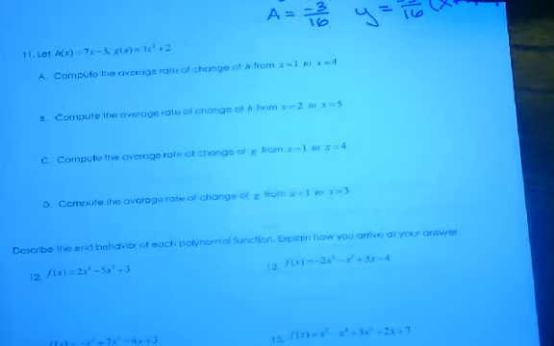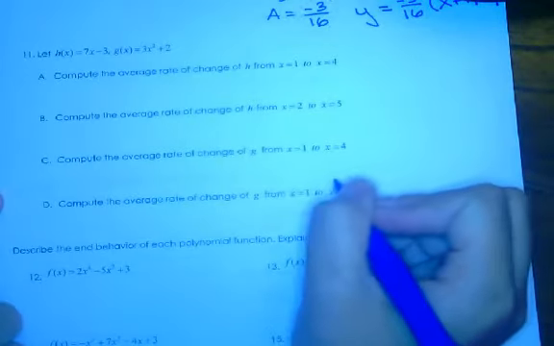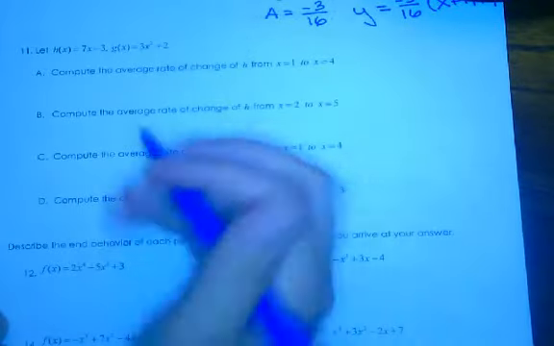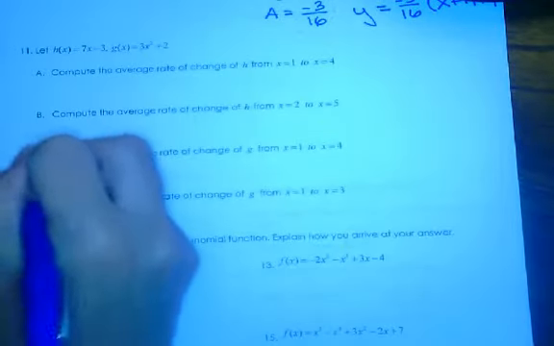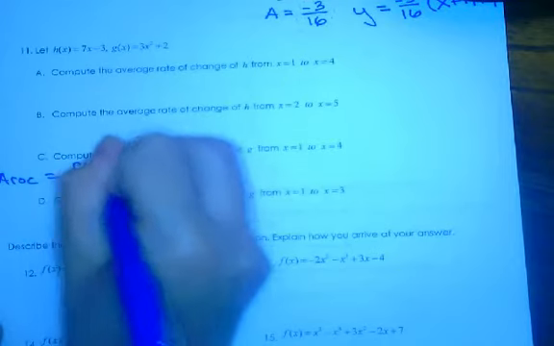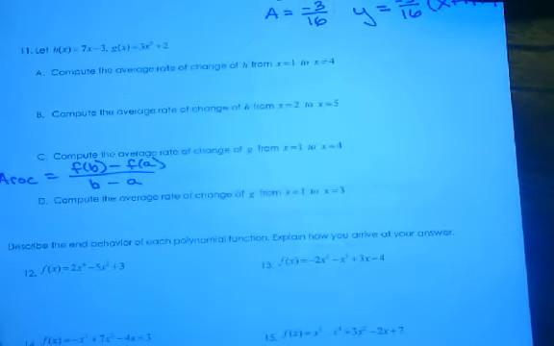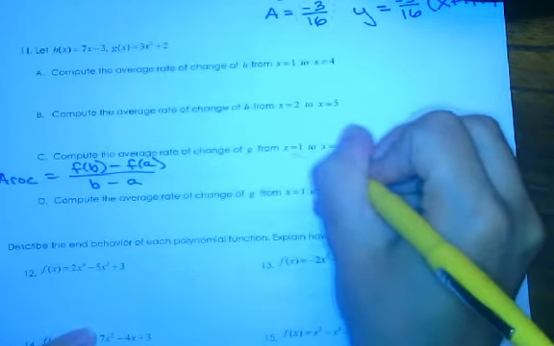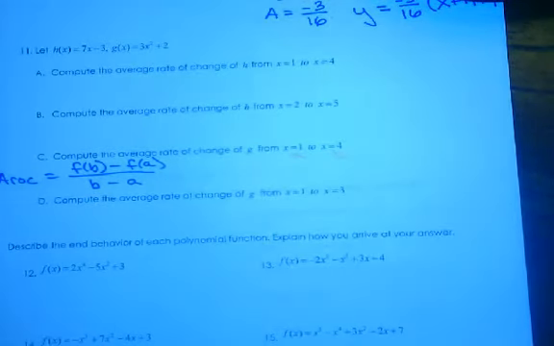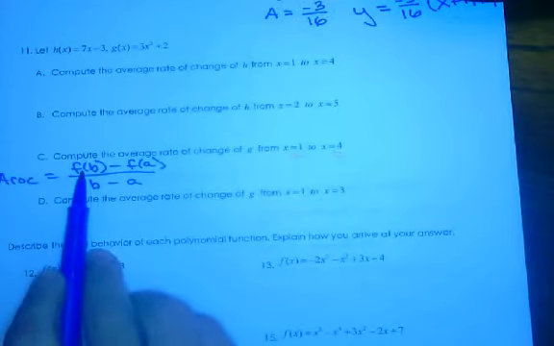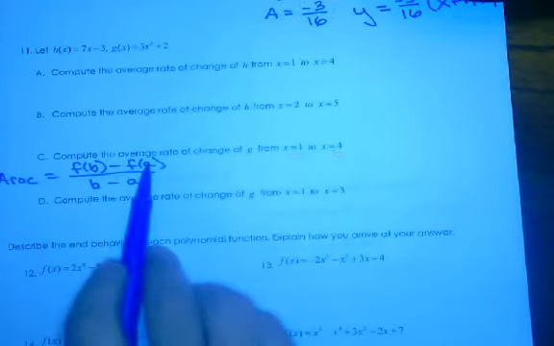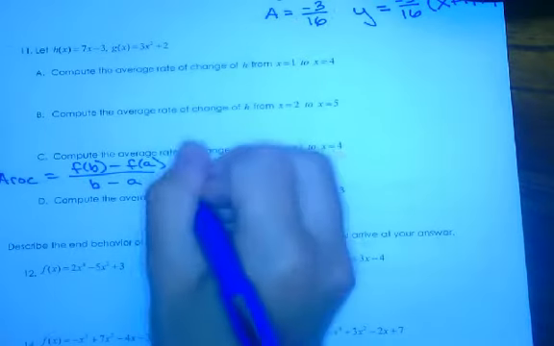I'll do part C because that's a little more interesting. This is a parabola, so the average rate of change is changing. The slope of the parabola is changing as you go. So remember your average rate of change formula: f of b minus f of a all over b minus a. In this problem, the a value is 1 and the b value is 4. So you need to figure out what f of 4 is, plug it in right here, then figure out what f of 1 is, plug it in there, and then all over 4 minus 1.